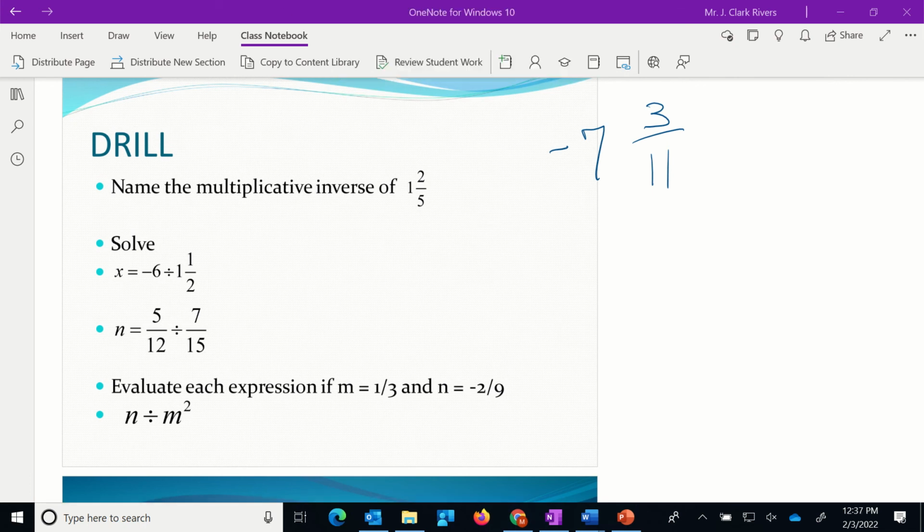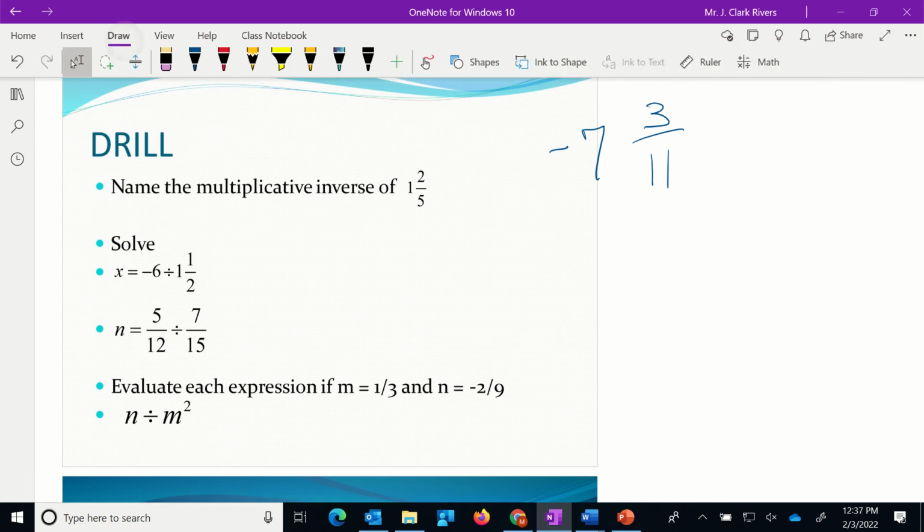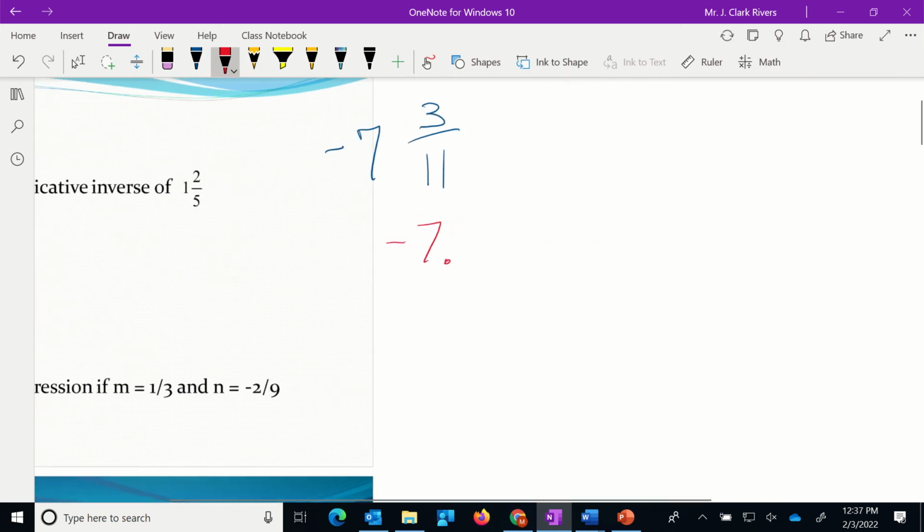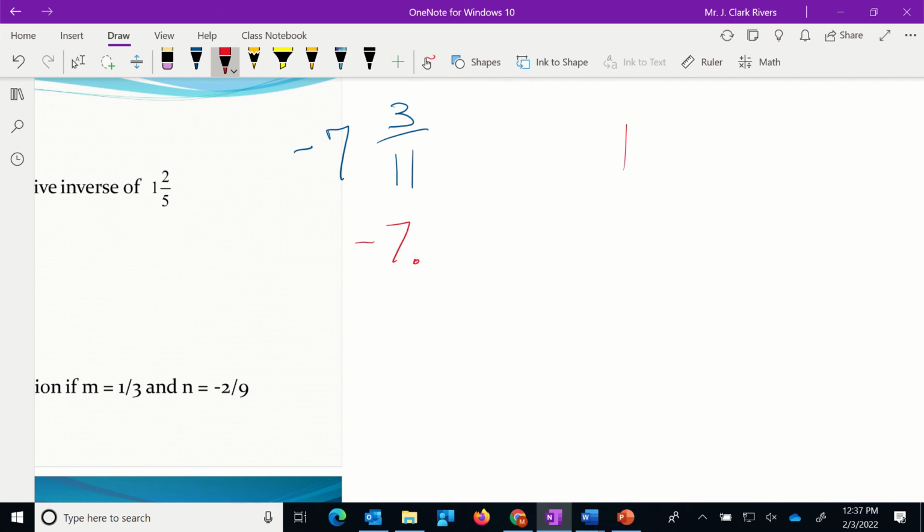All right, the first problem here, negative 7 and 3/11. So first thing I'm going to do, I know this is going to be negative 7 point something. So I'm going to write negative 7 point, and then I'm going to write a division sign. The 11, the denominator, goes outside the division sign. The 3 goes underneath. Now, 11 doesn't go into 3, so what do we have to do? Add a 0. 3.0. How many times does 11 go into 30? Will? 2 times.